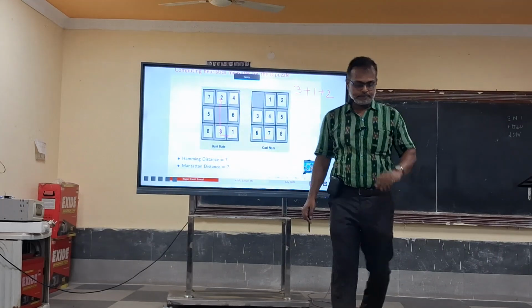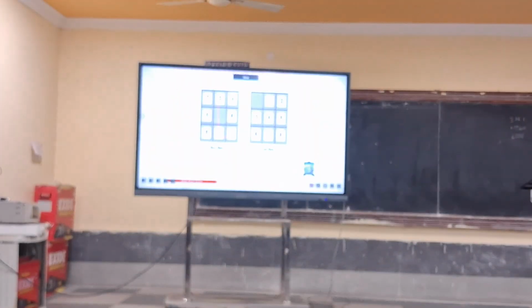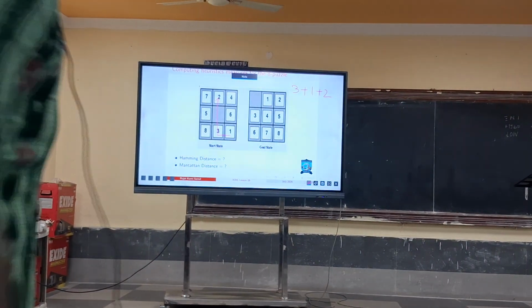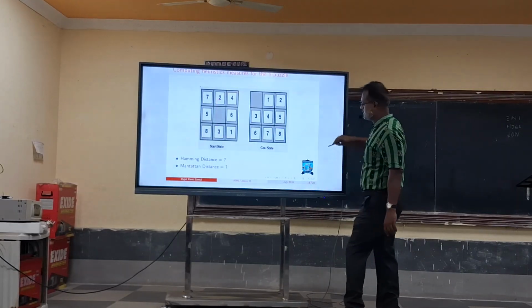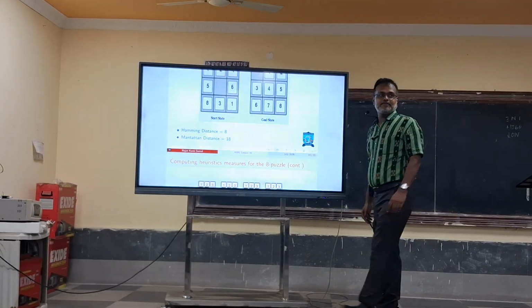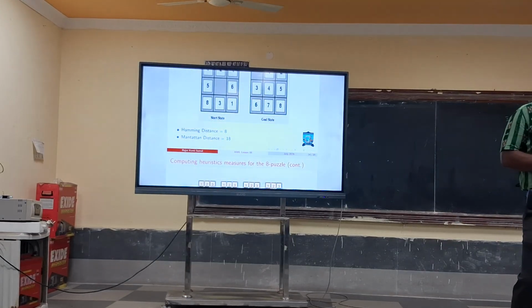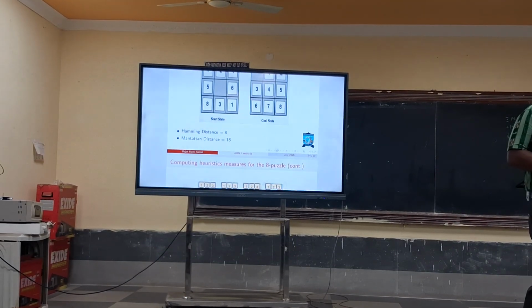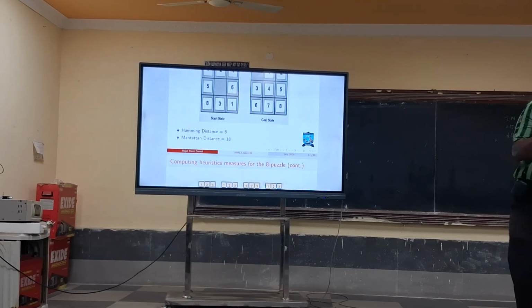Compute. Let's see. Compute. Yes. Okay, now we will calculate. Yes. First chance you have made it correct. Okay. So Hamming distance is 8. Manhattan distance is 18. So for Manhattan distance, you have to take the minimum distance, right?